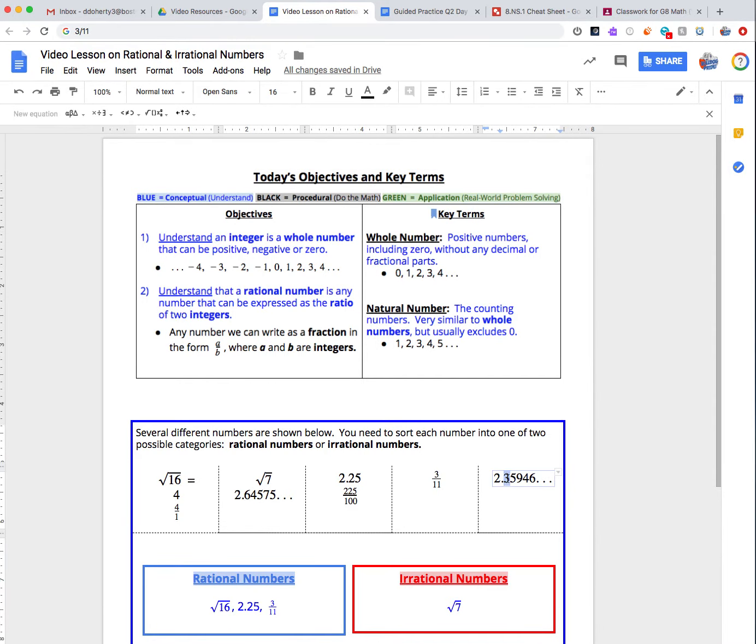The final example we see here, 2.35946, with a decimal that keeps going. That's going to have to be irrational because we have no idea how that number ends.